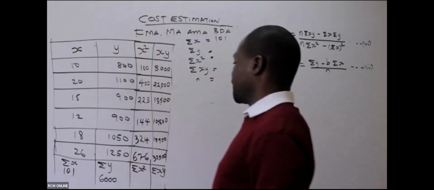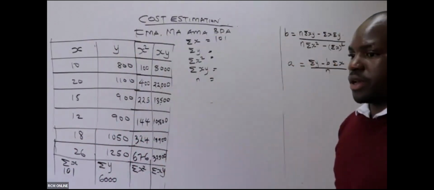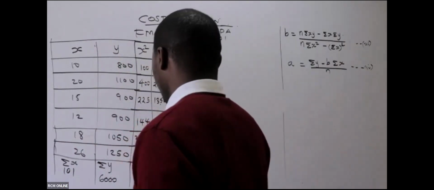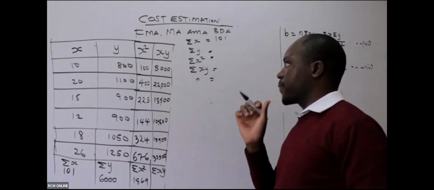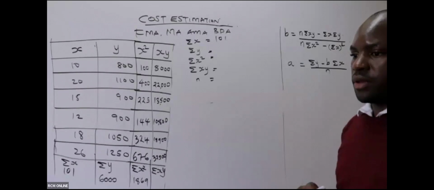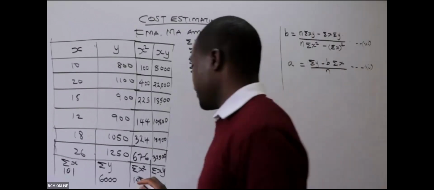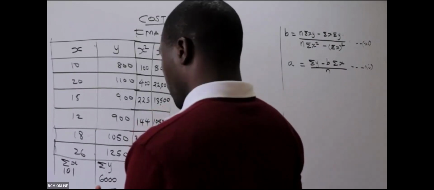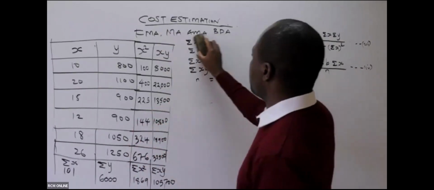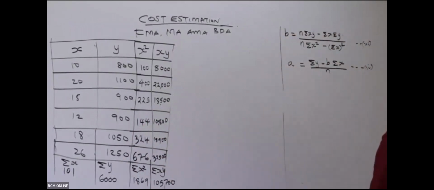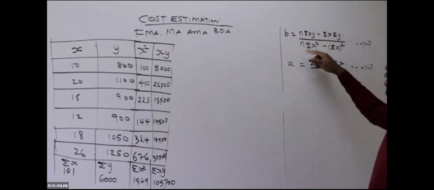Summation of x squared is 1869. Then summation of xy is 105,700. Good. So once we have that in place, it means we can get the value of b and get the value of a. So I want us to apply this condensed function for us to be able to get the value of b.